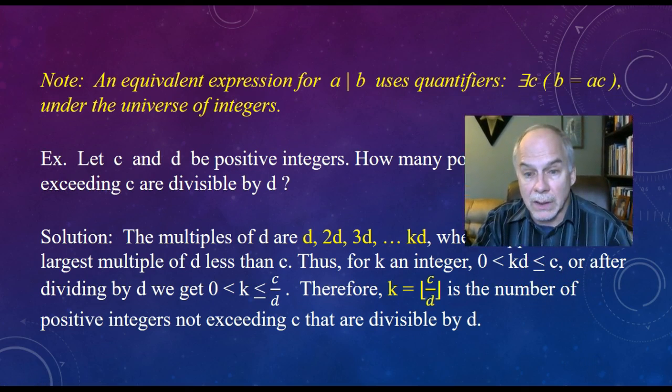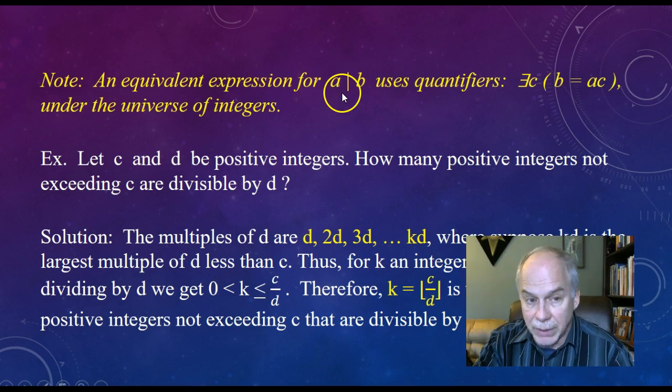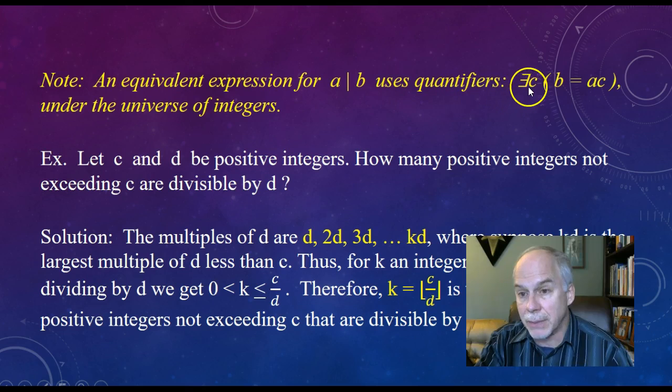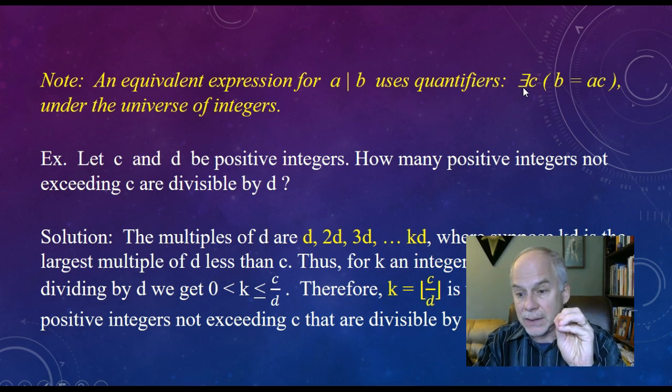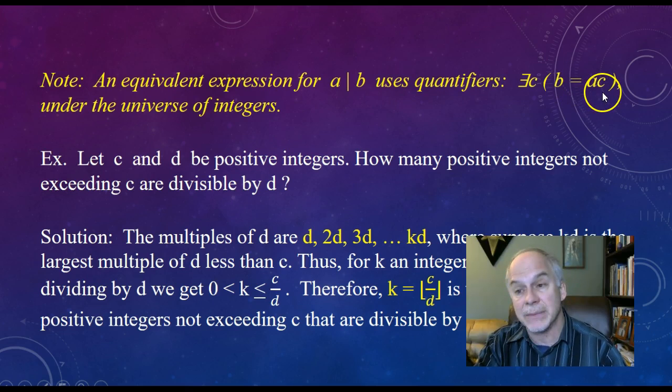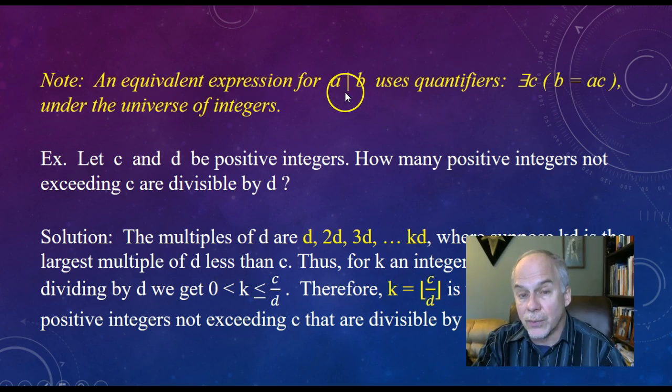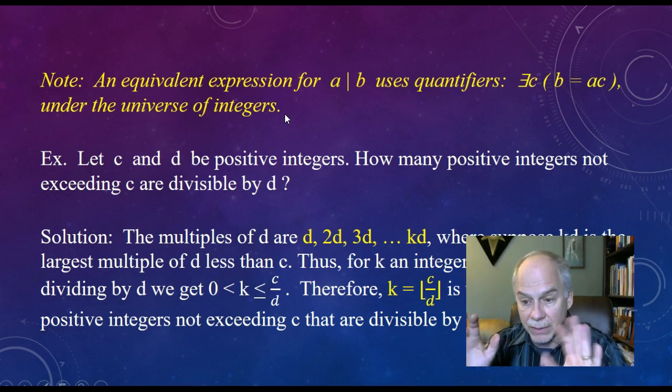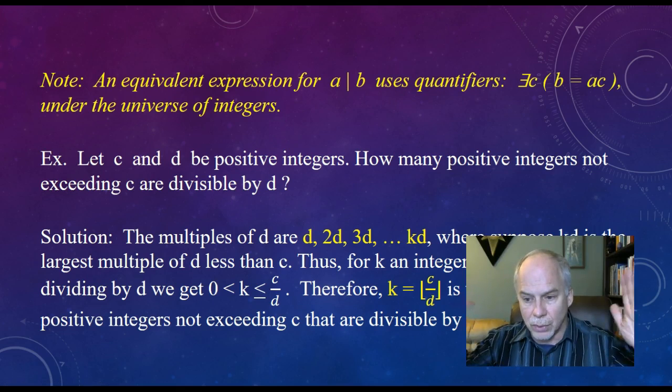Now, an equivalent expression for A divides B uses quantifiers. Remember that backwards E, that it signifies there exists. So there exists a C such that B equals A times C. So that's that same C we had in the last definition. So another way you can say A divides B is there exists a C such that B equals A times C. And we're talking about under the universe or the domain of the integers.